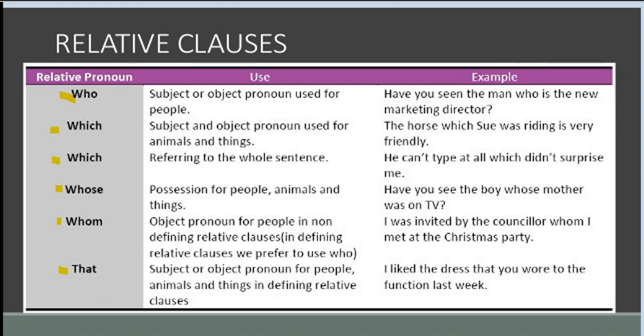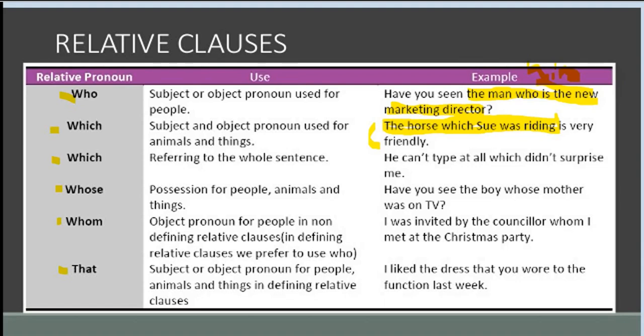So you can see it might be subject or object. Have you seen the man who is the new marketing director? So here, the man who is the new marketing director is the object of the main clause. Have you seen him? Shortly, but instead of him, we use the man who is the new marketing director. So we can use which for things other than people. The horse which Sue was riding is very friendly. You can see the horse which Sue was riding is part of the relative clause, and it is the subject of the main clause. It might also be object, it doesn't matter.